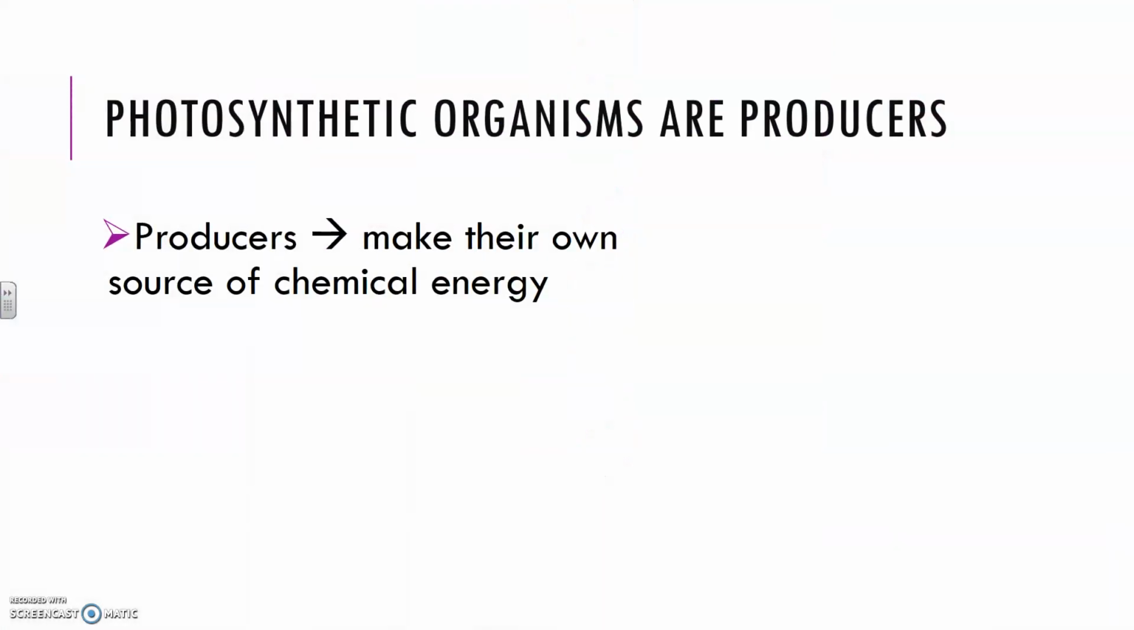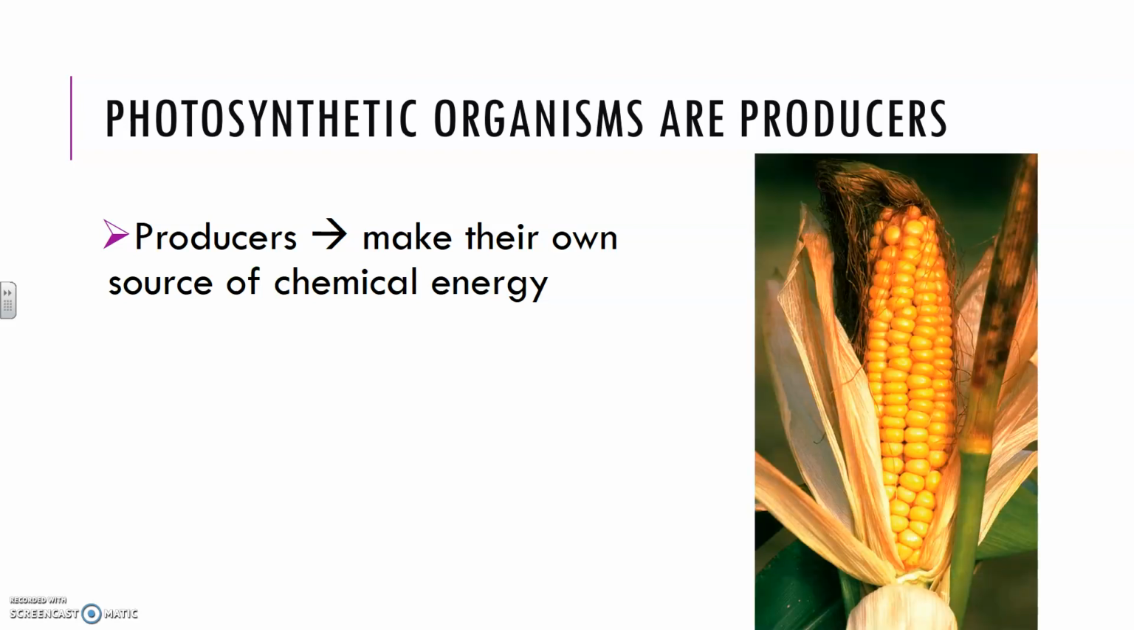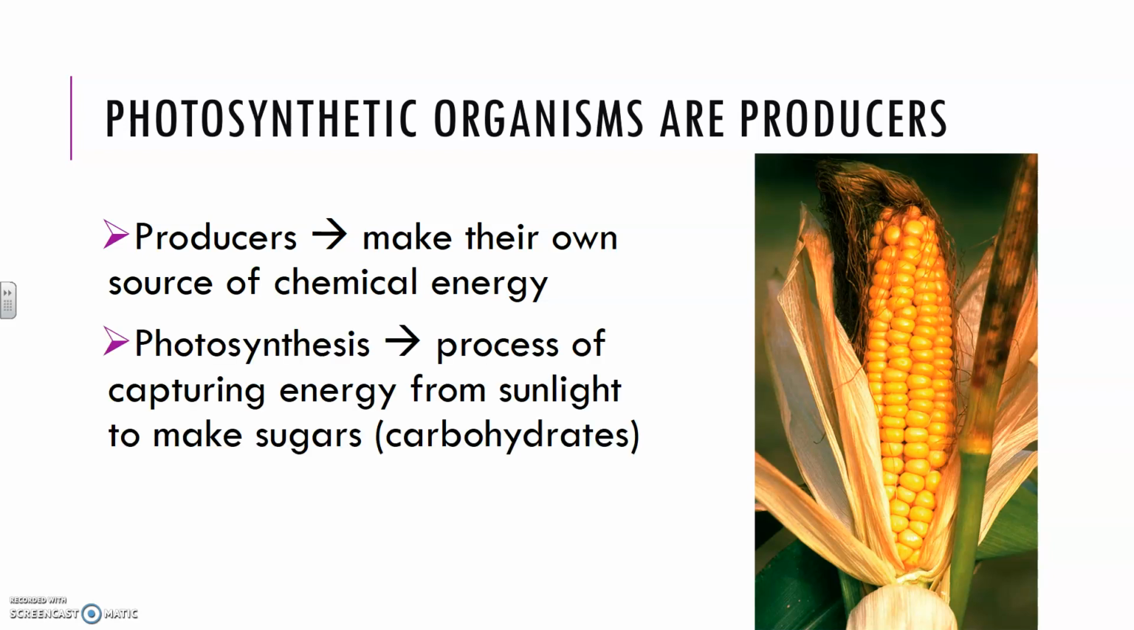So, first talking about photosynthesis itself. Photosynthesis takes place in organisms which are known as producers. These organisms can make their own source of chemical energy. I'm sure you're all familiar with it. It's mostly plants. Some algae can do this, and a couple odd creatures out there can also do this. Photosynthesis is the process of capturing energy from sunlight to make sugars or carbohydrates, mostly glucose.